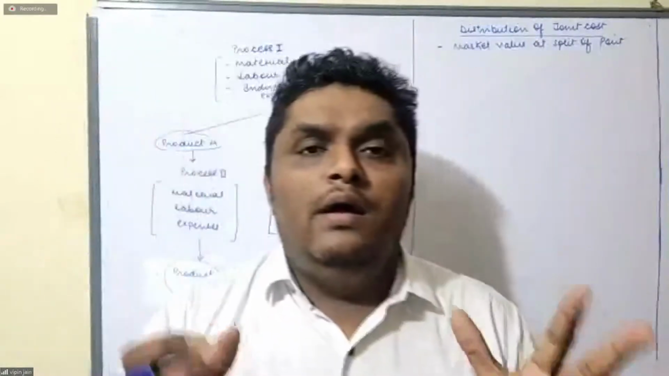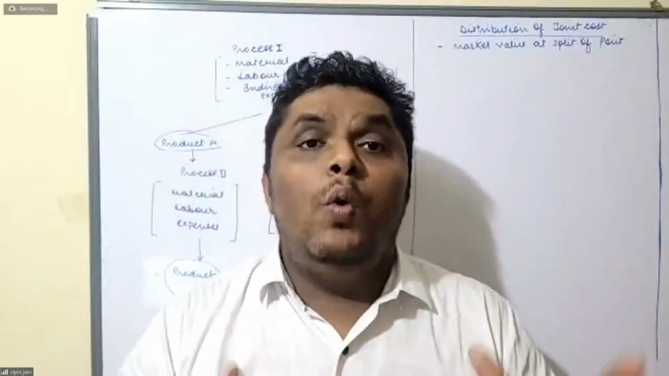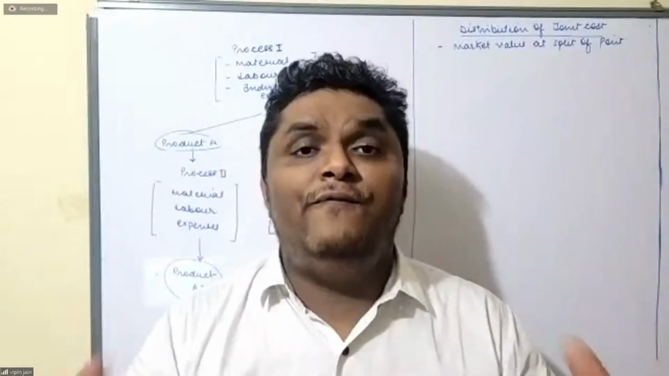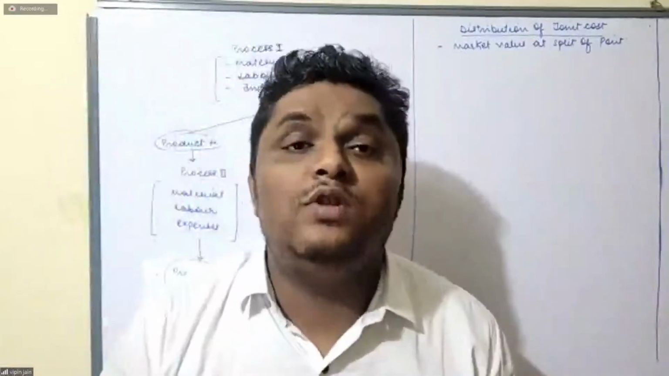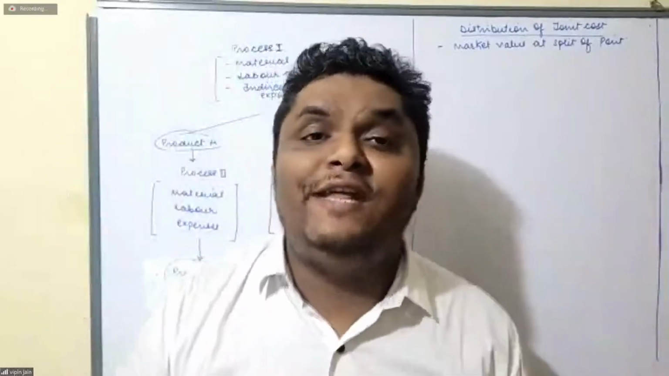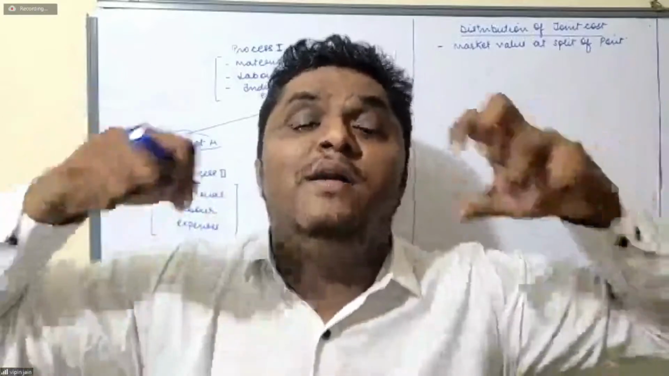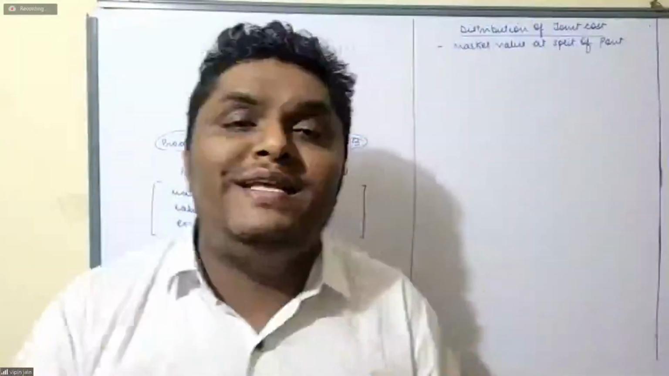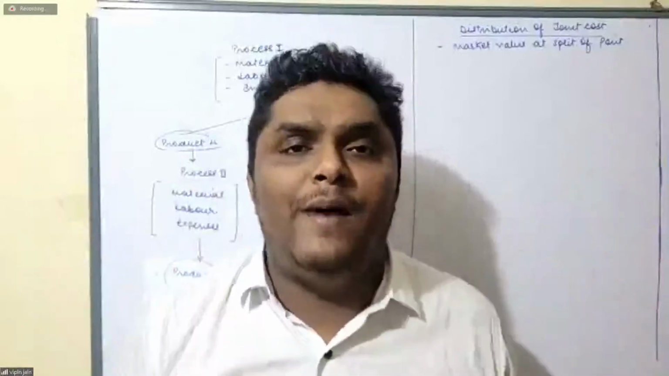Now, let's proceed further. Now the question is, what if the market value of product A and B is not available? There is no active market of product A and B. Neither do we sell it, nor does anyone in the whole world sell it. No one is selling this product A and B. The product A and B are not marketable.